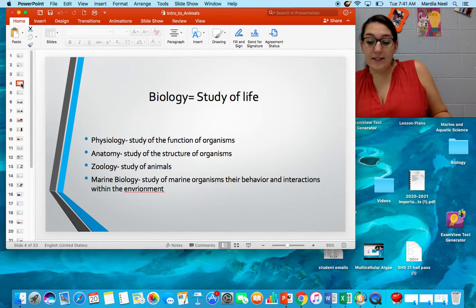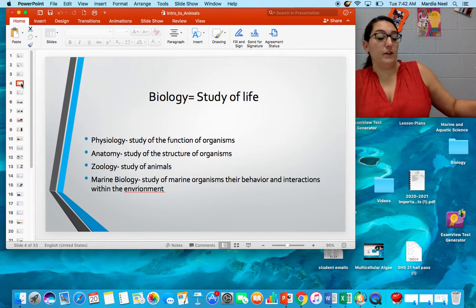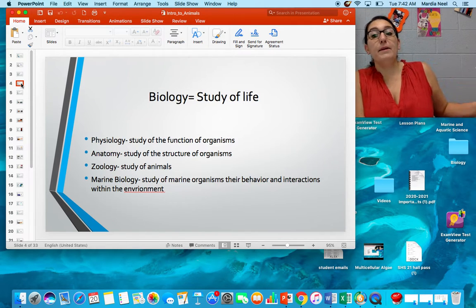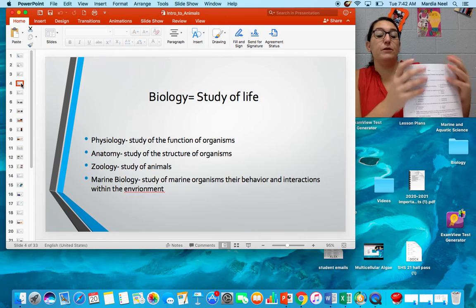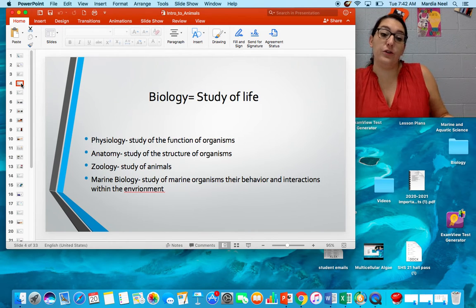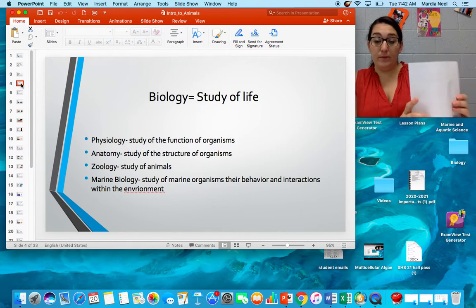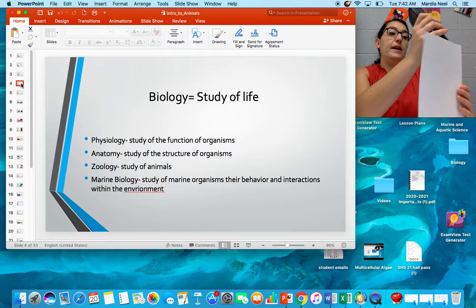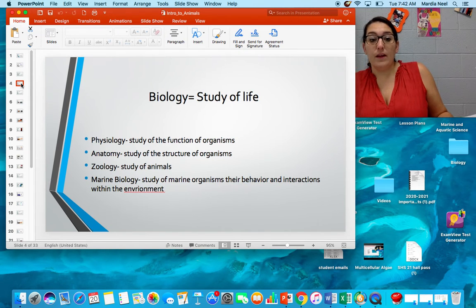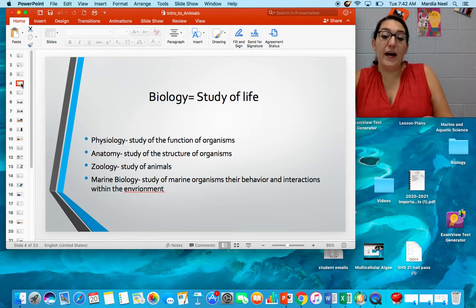So biology is the study of life. Physiology is the study of the function of organisms. Anatomy is the structure of organisms. So if you take anatomy and physiology, you learn the structure of organisms, and then you learn how they all work together. Zoology is the study of animals and the anatomy and physiology of animals. Marine biology is basically the anatomy and physiology and zoology of marine animals. So that's where we are.